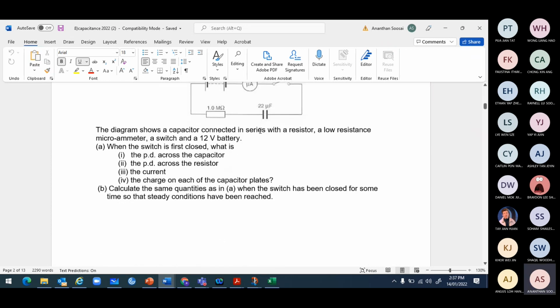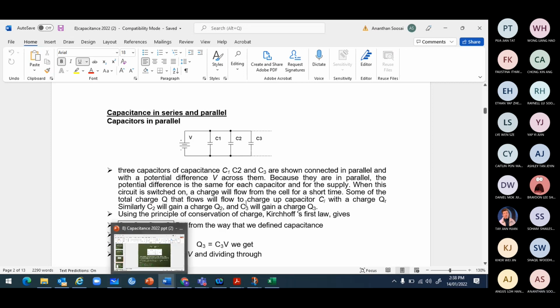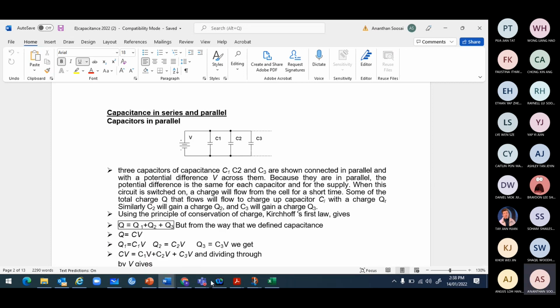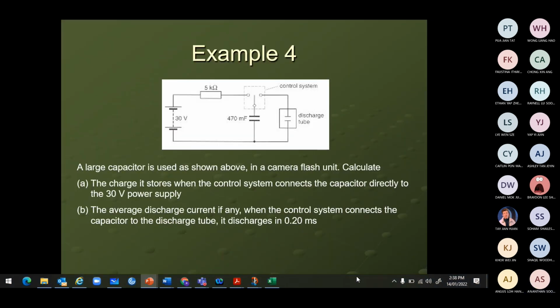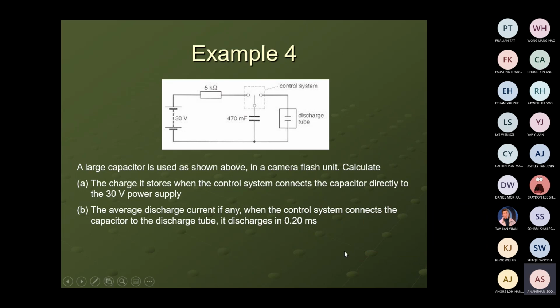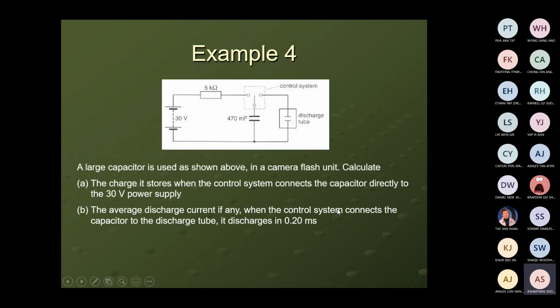Okay, so the other day we did this question. Today we're going to talk about capacitors in series and parallel. For that, let me go back to the slide. Before we go to that, just one example. There are a few examples, I'll just use this one.